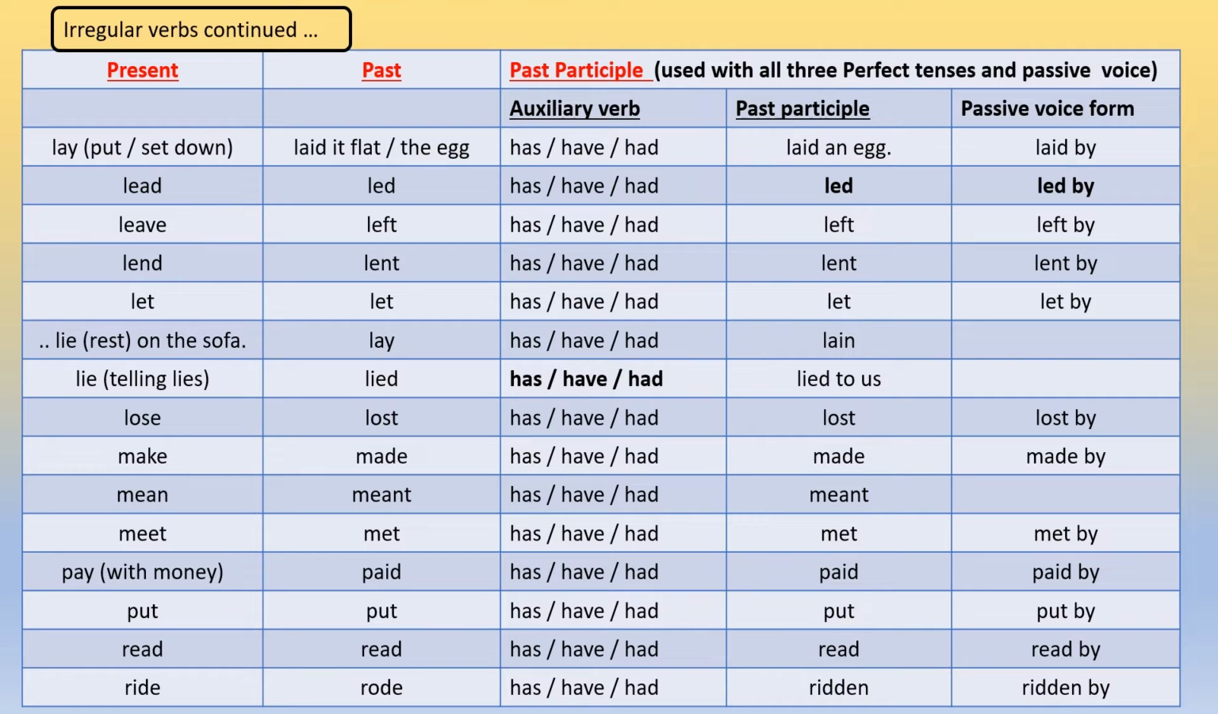The past and the past participle are the same. Mean, meant. Meet, met. Pay, paid. Notice the spelling there, not P-A-Y-D, but P-A-I-D. Put, no change right through. Read, read. We changed the pronunciation there. Ride, rode, ridden.